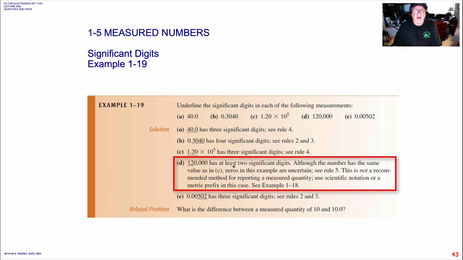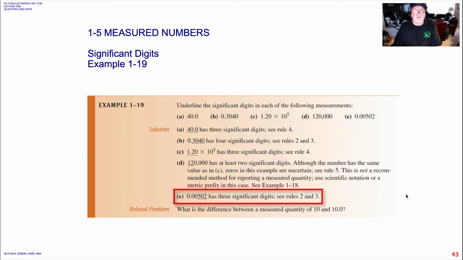120,000, though, has at least 2 significant digits, although the number has the same value as in C above. Zeros in this example are uncertain. See Rule 5. This is not a recommended method for reporting a measured quantity. Use scientific notation or a metric prefix in this case. And they ask you to look at the previous example. 0.00502 has 3 significant digits according to Rules 2 and 3.